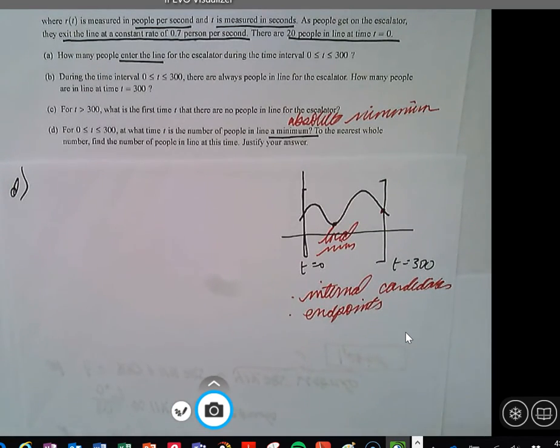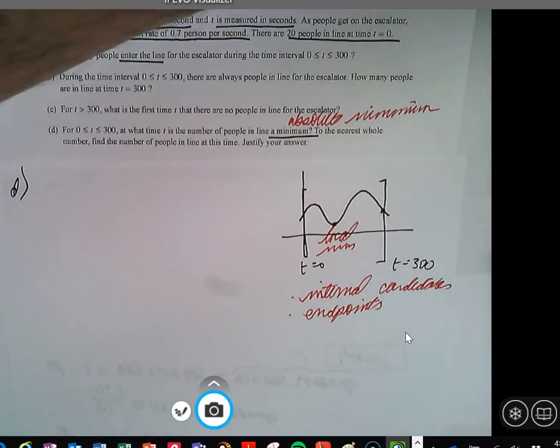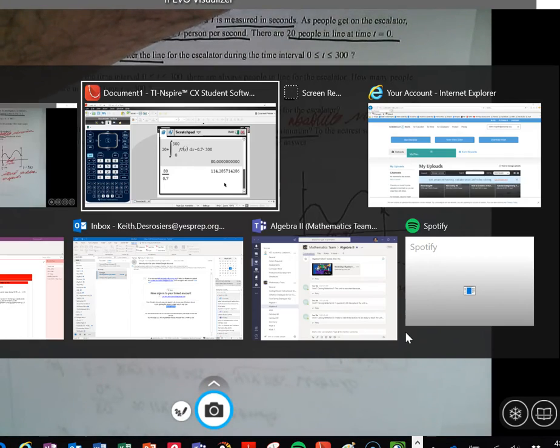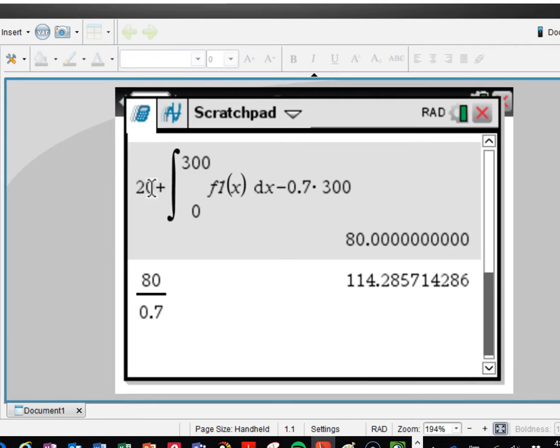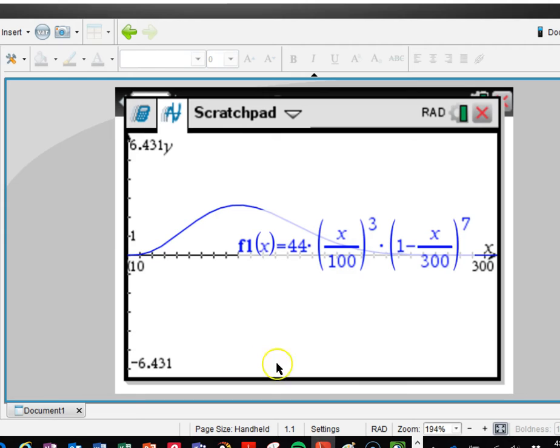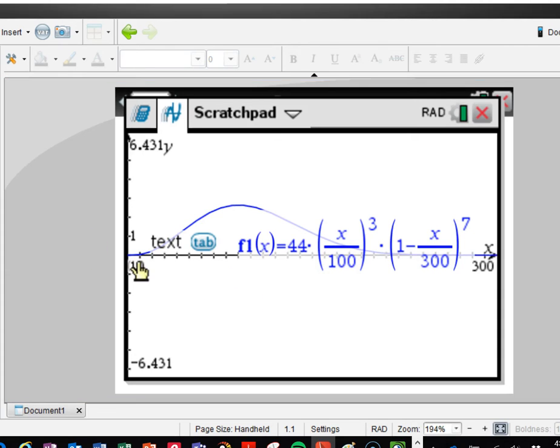So, what's going on here? Let's go back to the graph. Right now I'm looking at the graph of one function. This is the rate at which people enter the escalator. What I want to do is add on the other rate, which is the rate that people actually come offline. They get to enter the escalator.